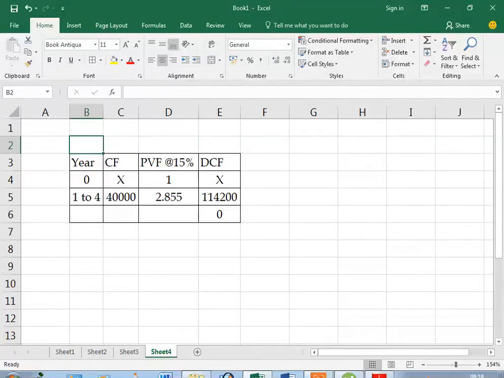What is the cost of the project? 114,200. Any doubts on this? This does not mean NPV of the project is 0. Please understand, NPV of the project is not 0. IRR is the rate of return at which NPV is 0. So based on that, I've got the cost of the project, 114,200. Now tell me, how do you want me to proceed?